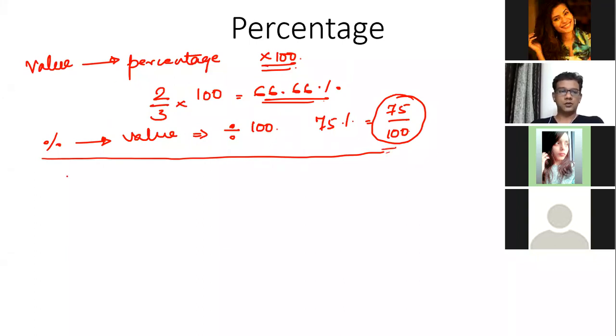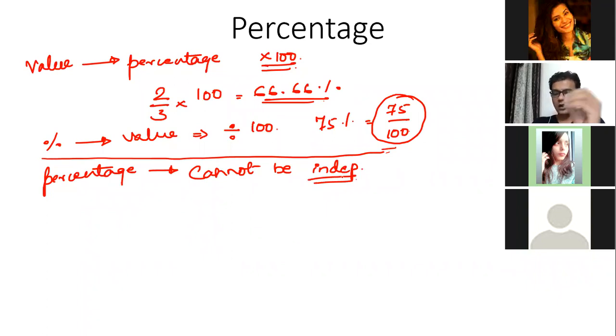The next thing that we need to know is that percentage as such cannot be independent. What do I mean? Let's say I am asking you to give me 50%. I'm asking you guys to give me 50%. But the point now is, what will you give me? Are you going to give me 50% of your money, 50% of your energy, 50% of your time, 50% of your space? What are you going to give me?